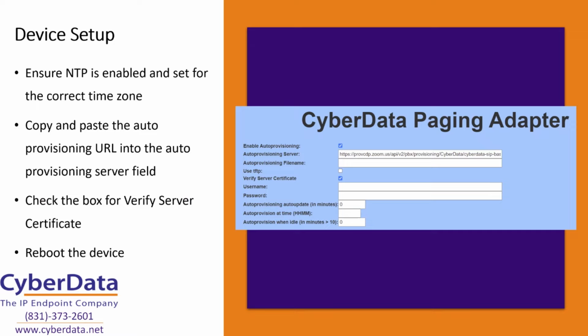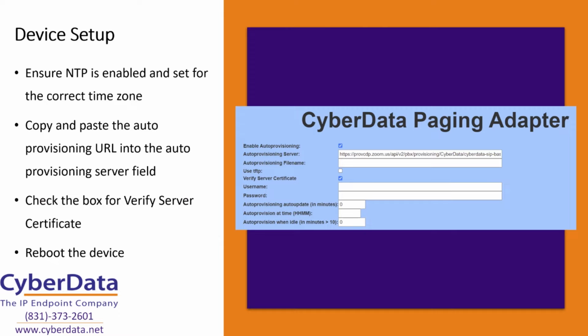Then after you've created the actual extension on Zoom, they're going to give you a URL to post into our device. They have some nice little instructions that tell you what tab to go to, but you're just going to want to copy that URL and paste it into the auto provisioning server field on the AutoProv tab. You just want to copy and paste that in there. You don't need to set a file name.